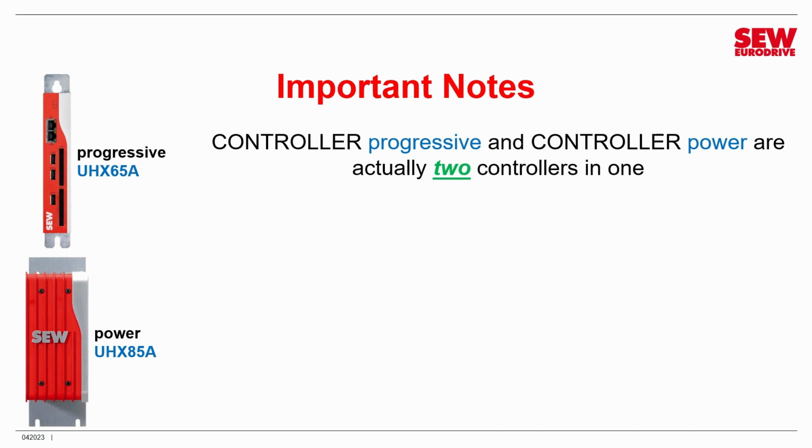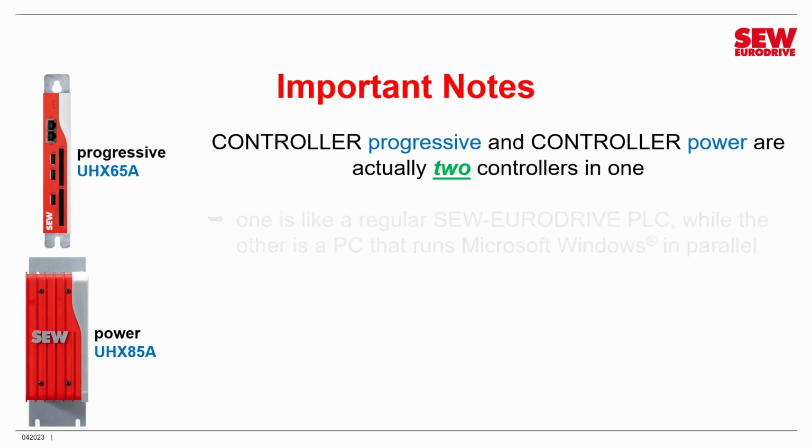Now I'm going to mention something very important. These are the 2 largest controllers we currently sell, the progressive controller and the power controller. They're actually 2 controllers in one. They're different from the 2 lower powered ones. These are actually double controllers inside. And the question is, why do we do this?